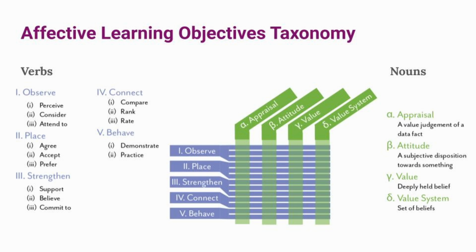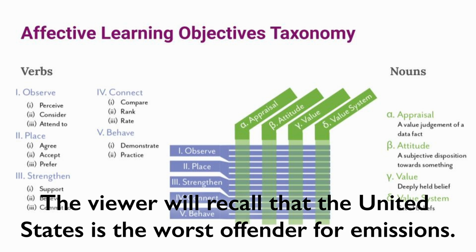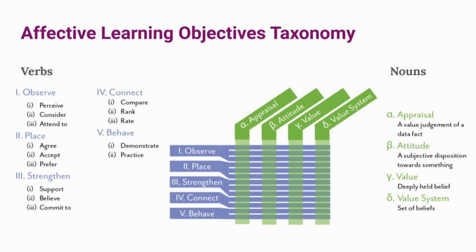For example, the data fact may be that the United States is the largest historical emitter of greenhouse gases. An appraisal might be that the United States is the worst offender of greenhouse gas emissions. Attitudes are a subjective disposition towards something. A value is a deeply held belief, like sustainability. And finally, a value system is a set of beliefs, like Democrats or Republicans.